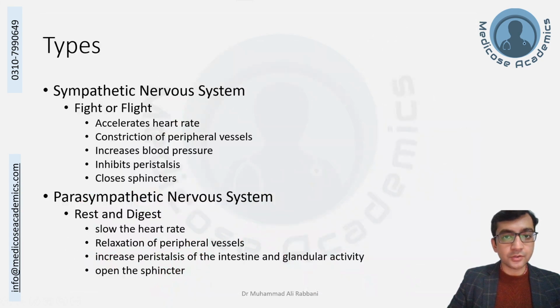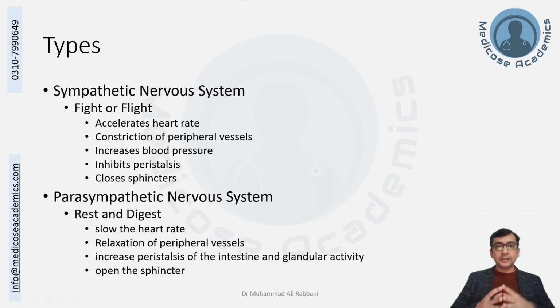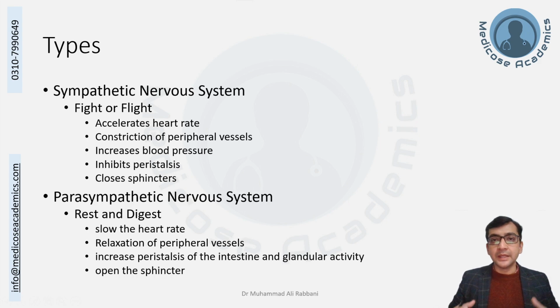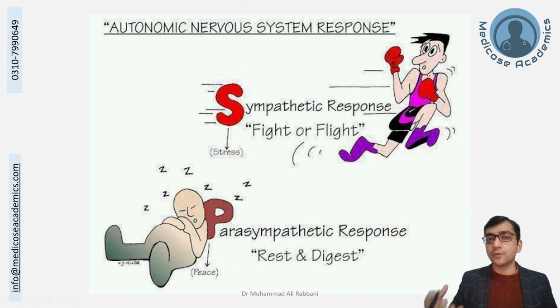So these two divisions of the autonomic nervous system are the sympathetic nervous system and the parasympathetic nervous system. I don't want you to memorize all of the functions immediately. Of course, as you move along, you will have to do it. But immediately, I just want you to recall what happens in a panic, fight, and flight state of the body. Those are the functions of the sympathetic nervous system. What are the functions that the body does when it is resting and digesting? Those are the functions of the parasympathetic nervous system.